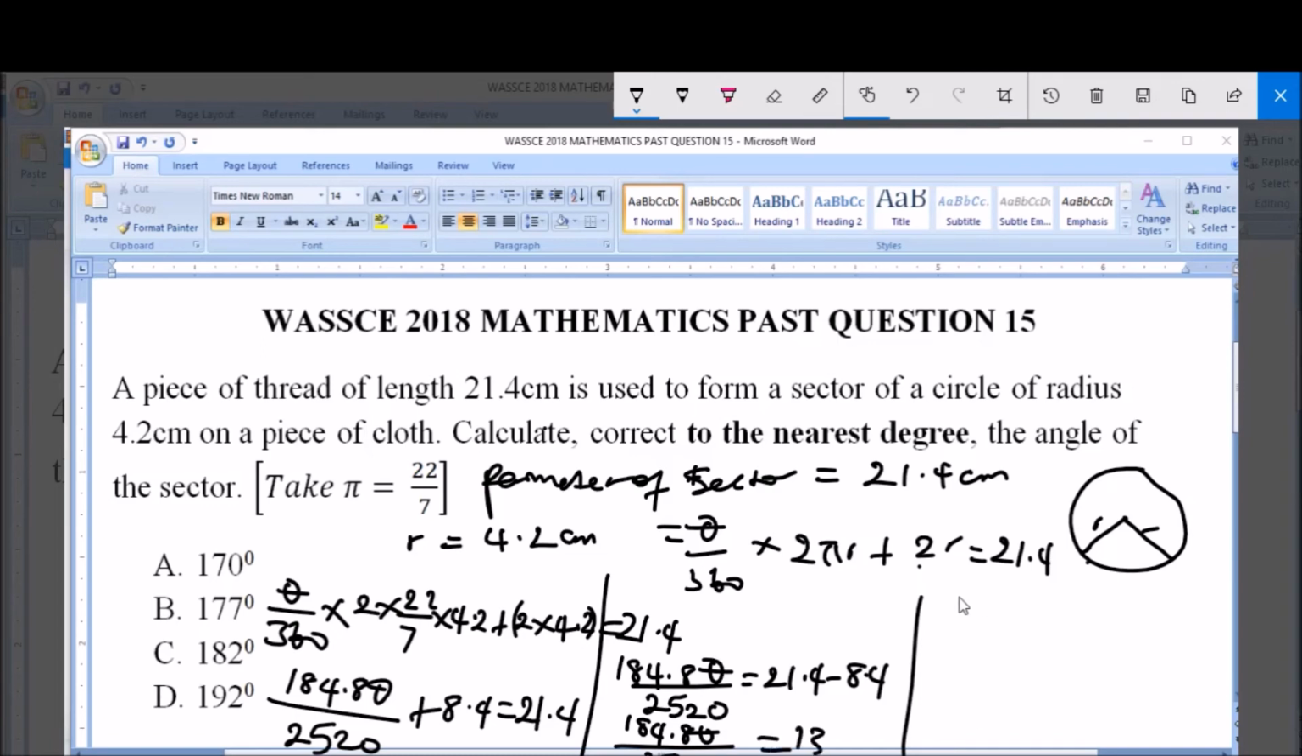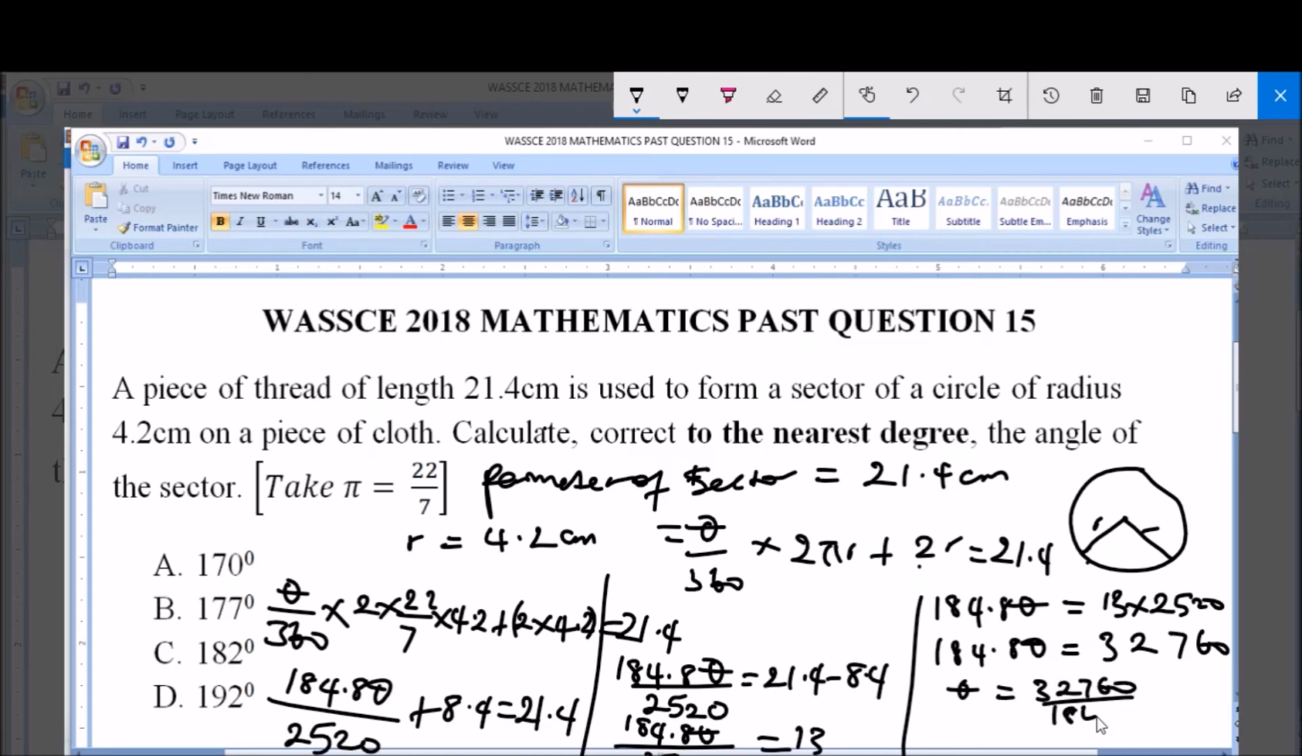Now when you cross multiply, we'll have 184.8 theta is equal to 13 multiplied by 2520, and 184.8 theta will be equal to 32,760. So therefore theta is equal to 32,760 over 184.8, and this is equal to 177.27 degrees. But remember the question says to the nearest degree, and so this will be approximately 177 degrees, and that is option B, 177 degrees.